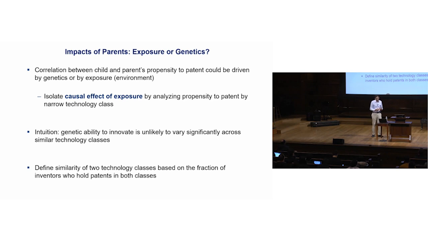However, it turns out there's a nice feature of these data, which is why we actually ended up focusing on patent rates for this paper. There's a nice feature that I think allows you to isolate the causal effect of exposure in a pretty compelling way. The way we do that illustrates more broadly how you can learn from these large data sets, even if you can't run experiments. The way we do that is by analyzing the propensity to patent by specific technology class. Patents are classified into very narrow technology classes. You can get a patent in computers or in pharmaceuticals, but then they're further classified into exactly what type of computer patent you had. Was it semiconductors? What type of semiconductor?